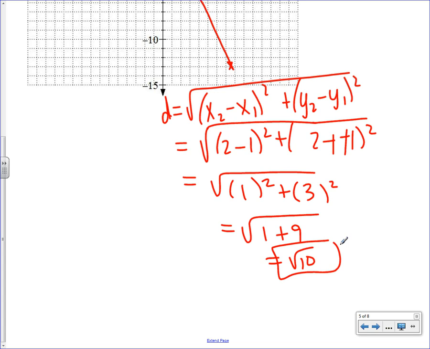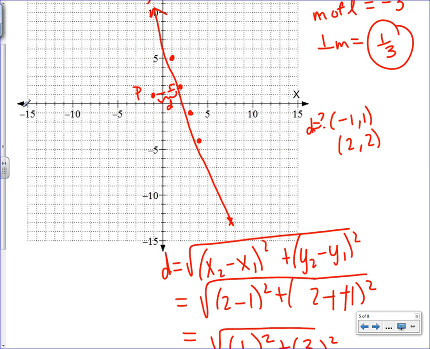I'm going to talk about all that again, because that was kind of a lot of stuff. It's stuff you know. You know how to find slope. You know how to find perpendicular slope. You know how to do the distance formula, but it's all together. So one more time, here's what we had to do.